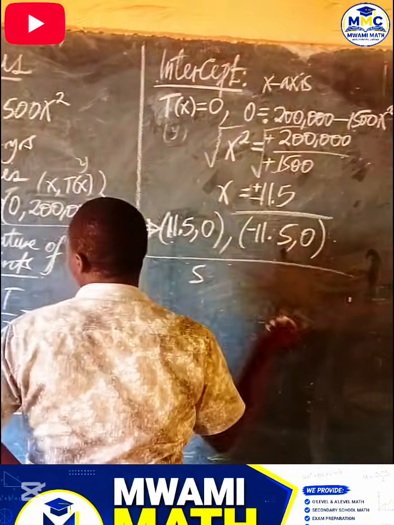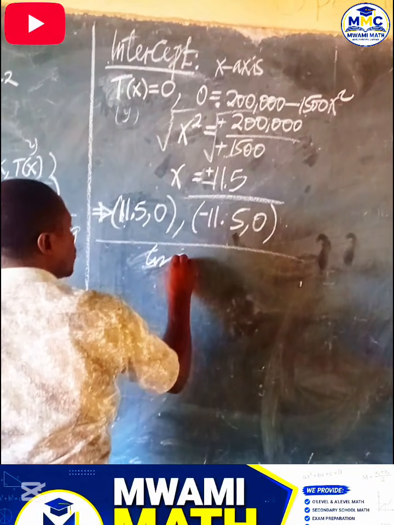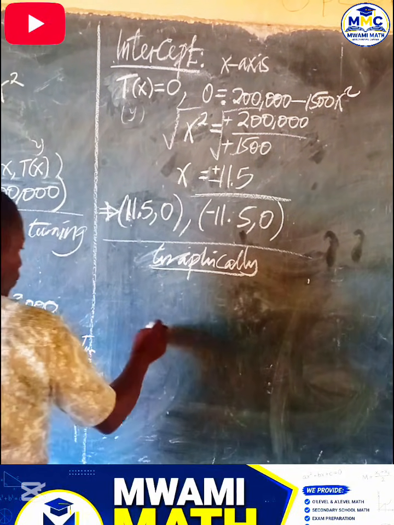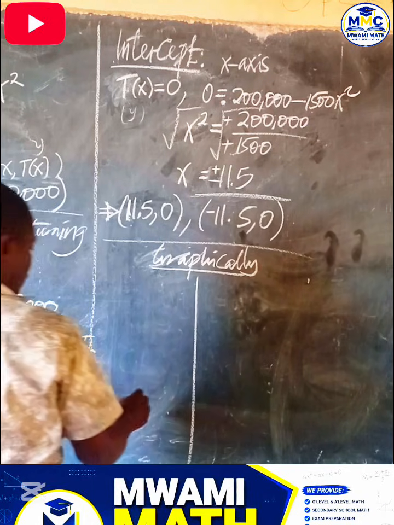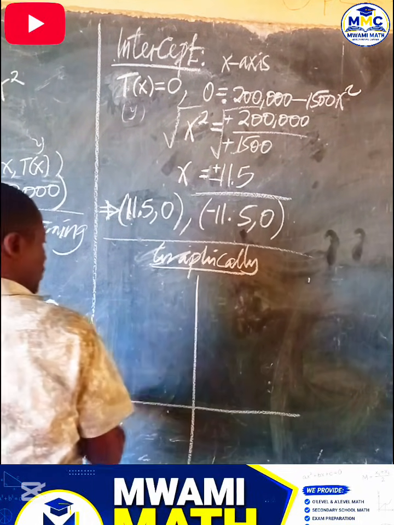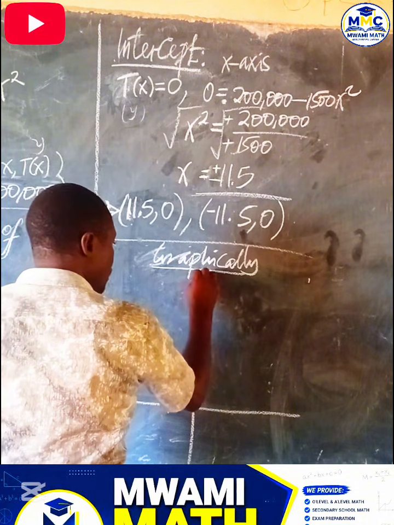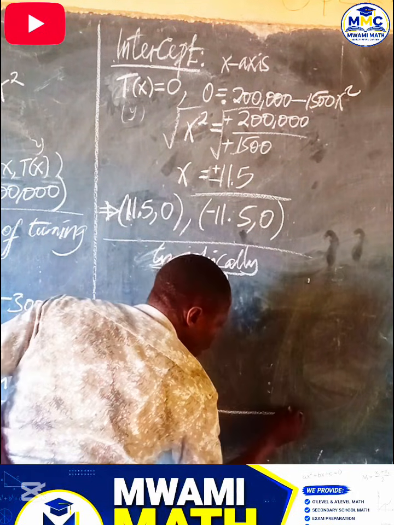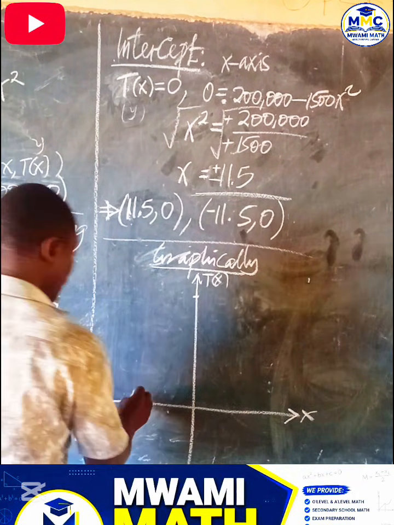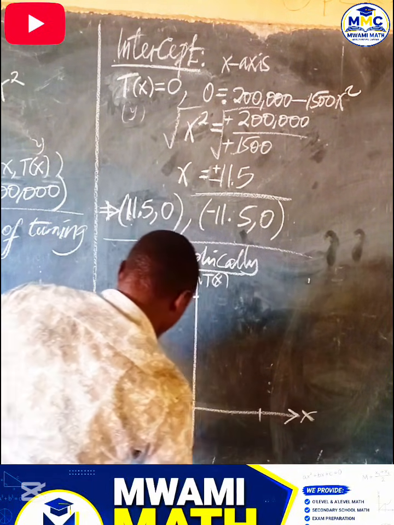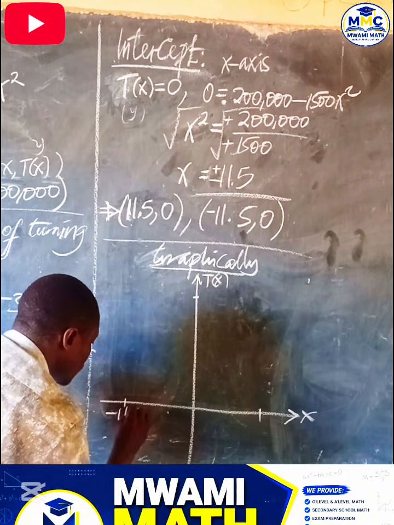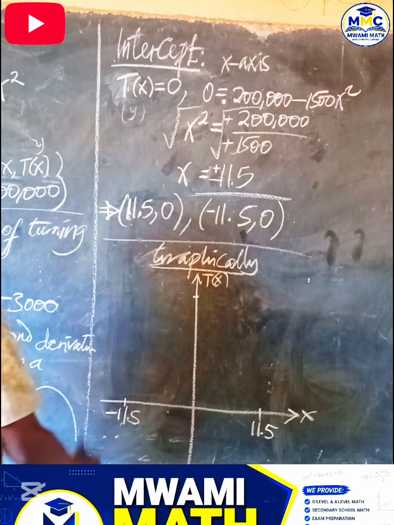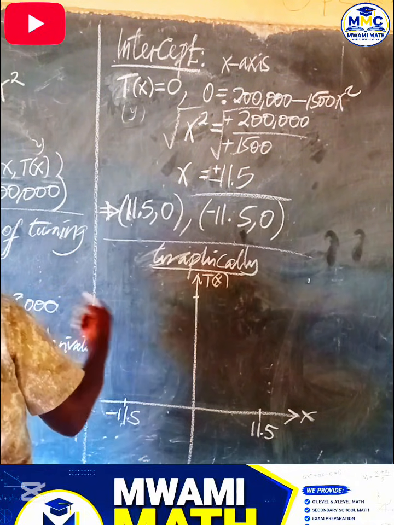So, basing on all these coordinates and all this knowledge, we can now sketch graphically. So now we can say here, graphically, we can take, this is our y-axis or t of x, this is our x-axis or x, then this is our negative 11.5, this is our positive 11.5. So in a sketch, we have a maximum.